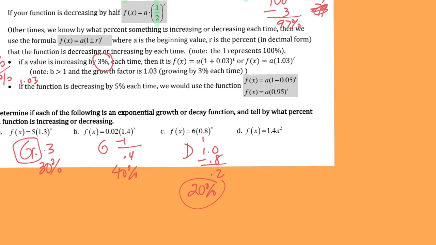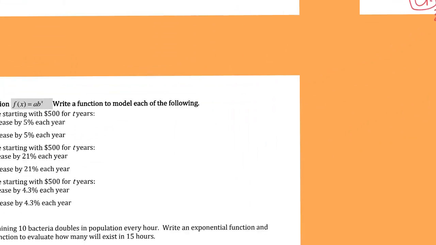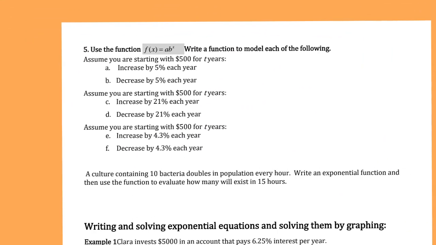Okay, let's see what the next page is. We got a third page. So we get to practice this. The parent of this, simple growth, is a b to the x. A is generally what you start with. That's going to be the beginning value. And then b is going to be the growth or decay factor. Okay, so it's either going to be a little bigger or smaller than 1.